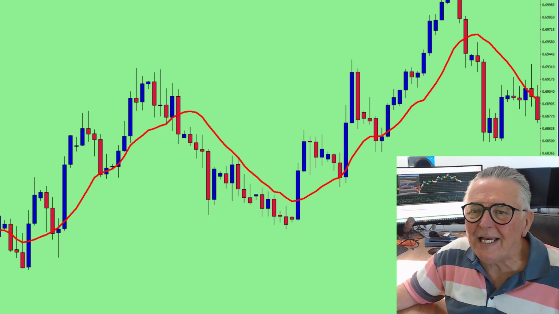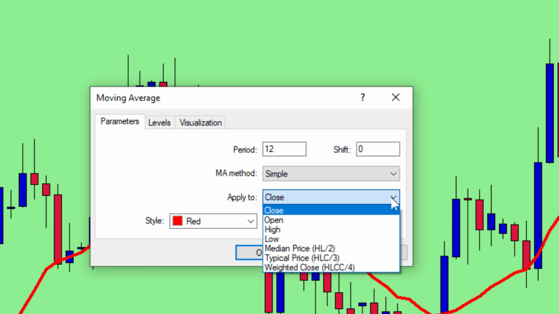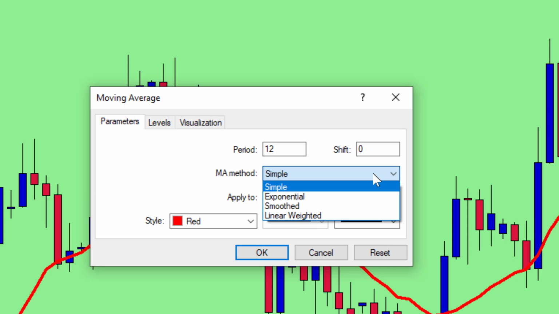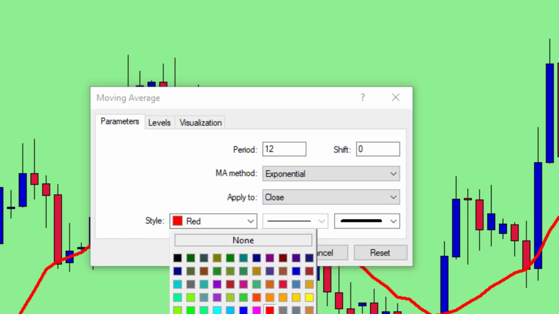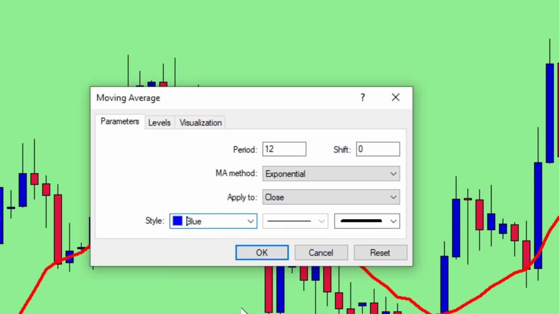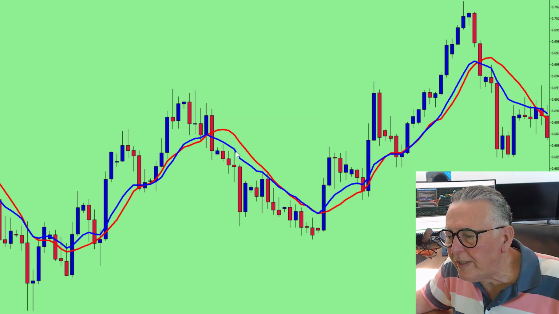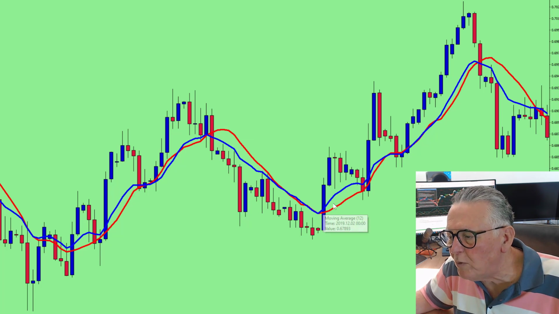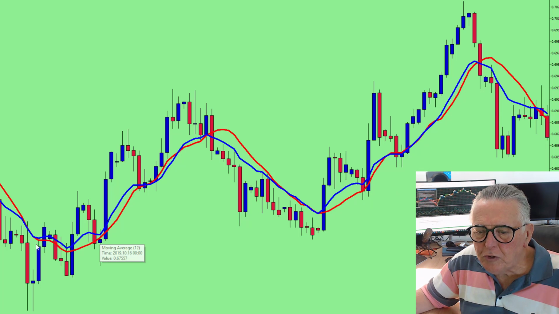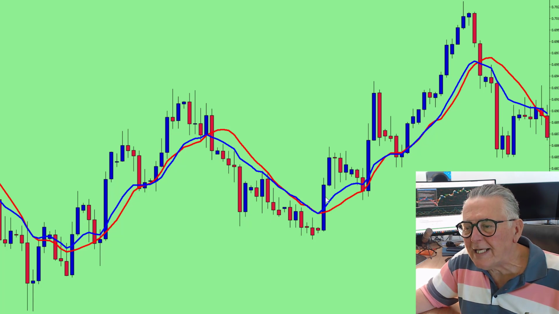I'm going to load another one on here, and in this case I'm going to use 12 as the period and use the exponential moving average, and I'm going to differentiate it by making it a blue color. So there we go. Now we can see the exponential moving average is sometimes slightly more sensitive. Can you see it's more sensitive there, and so on. It's not too far from the simple one, but it gives you more sensitive readings in certain cases.